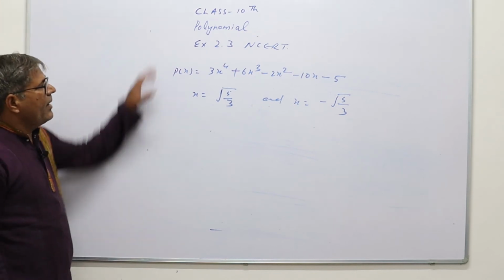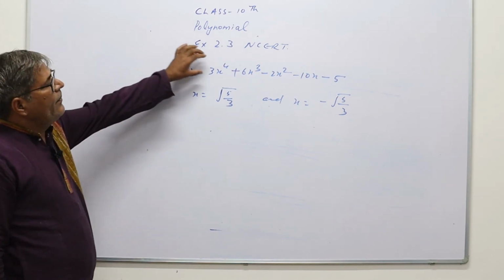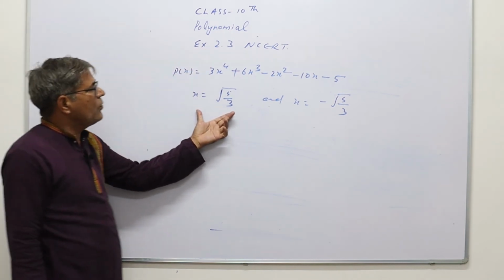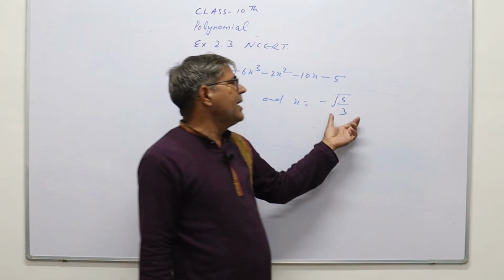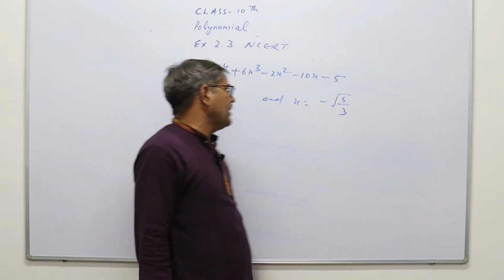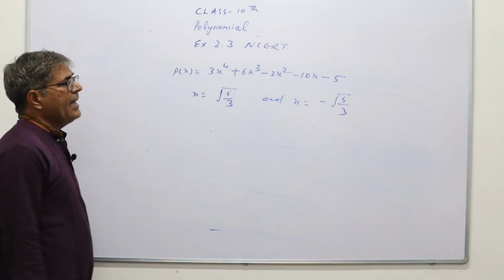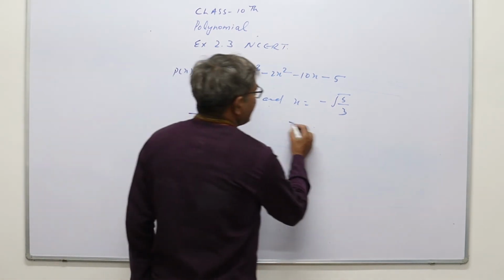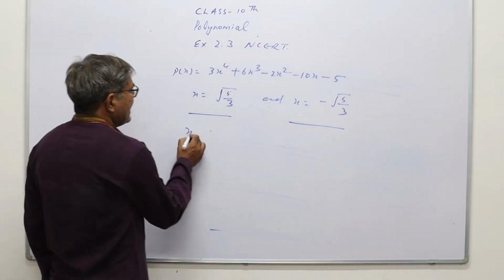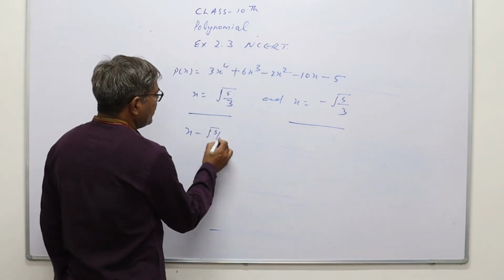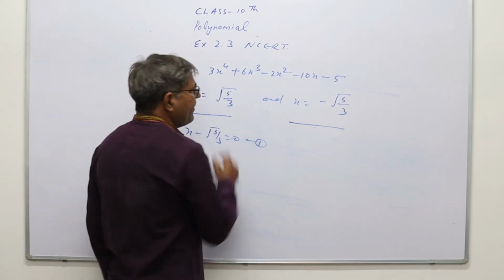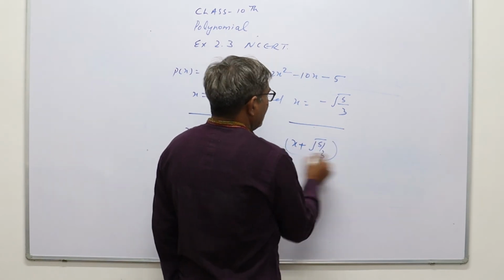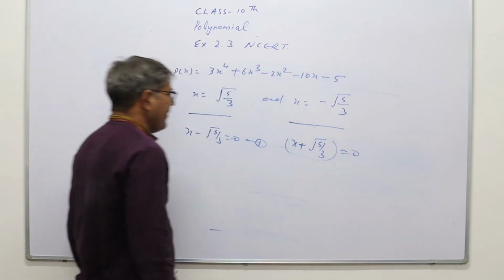What we have is one polynomial, and of this given polynomial, two of the zeros: one zero is root 5 by 3 and another zero is minus root 5 by 3. Then we have to find the other two zeros. So if one zero is x equals this and another is x equals this, then x minus root 5 by 3 equals 0 will be one factor. Similarly, x plus root 5 by 3 equals 0 will be the other factor.